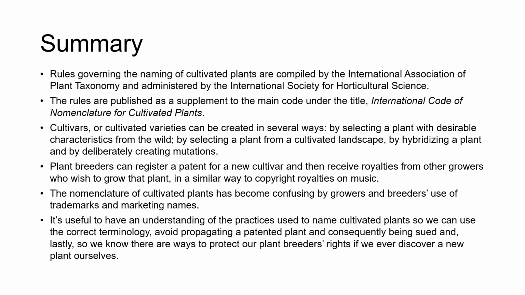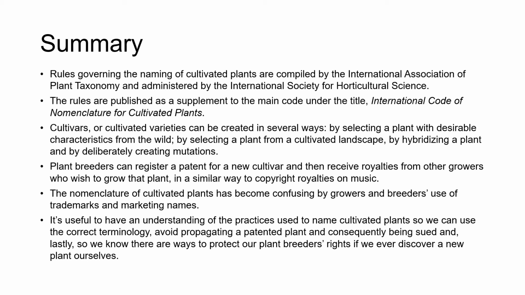Let's summarize what we've covered in this module on the naming of cultivated plants. Rules governing the name of cultivated plants are compiled by the International Association of Plant Taxonomy and administered by the International Society for Horticultural Science. The rules are published as a supplement to the main code under the title, The International Code of Nomenclature for Cultivated Plants. Cultivars or cultivated varieties can be created in several ways: by selecting a plant with desirable characteristics from the wild, by selecting a plant from a cultivated landscape, by hybridizing a plant, and by deliberately creating mutations.